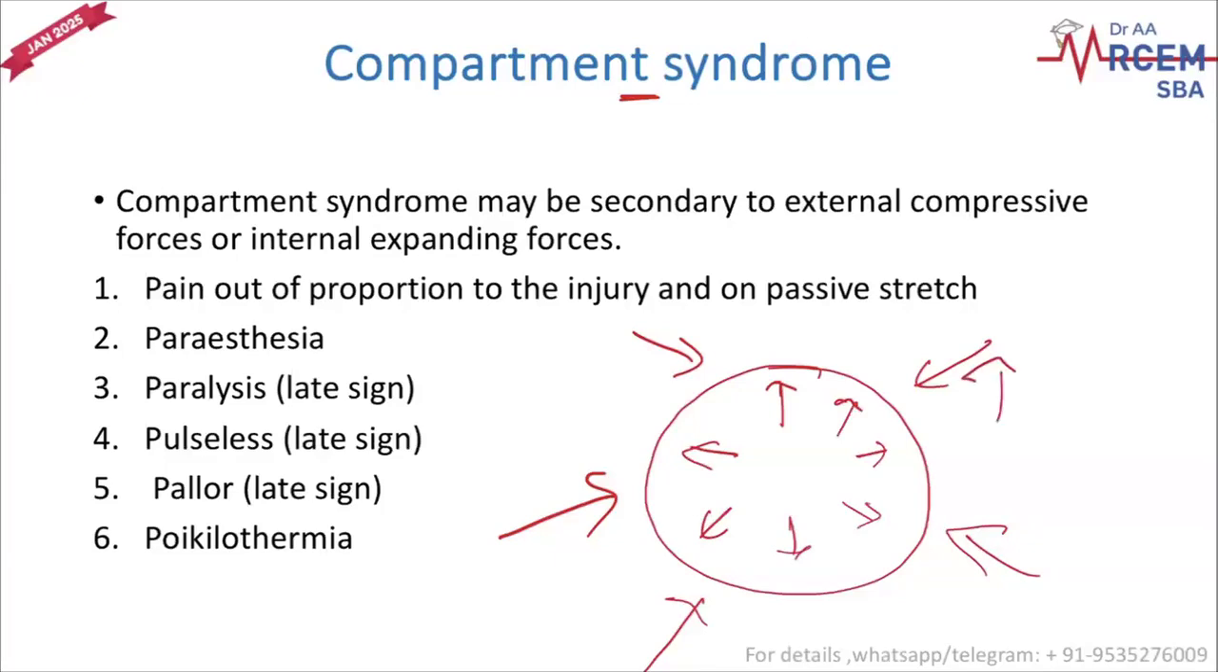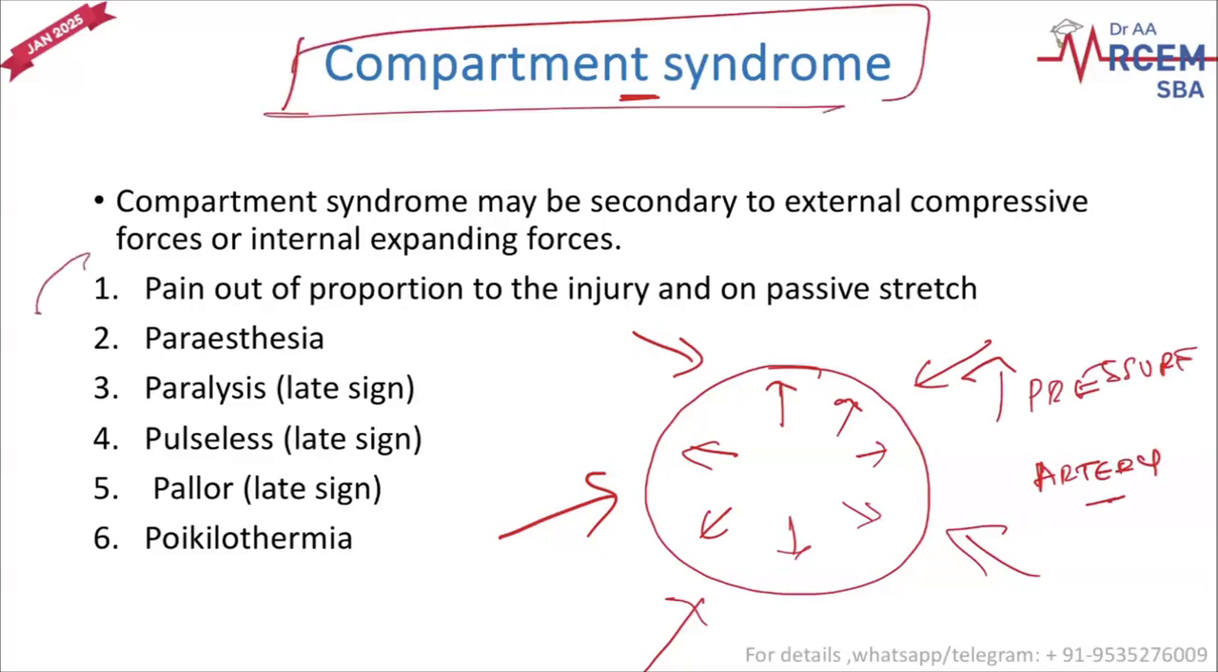What happens when the pressure increases? There will be arterial compromise. The arteries will get constricted, or basically there will be pressure on the arteries, resulting in compromise of the blood supply to that area. That results in something known as compartment syndrome. Compartment syndrome usually presents with symptoms which can be easily remembered with 6 Ps.